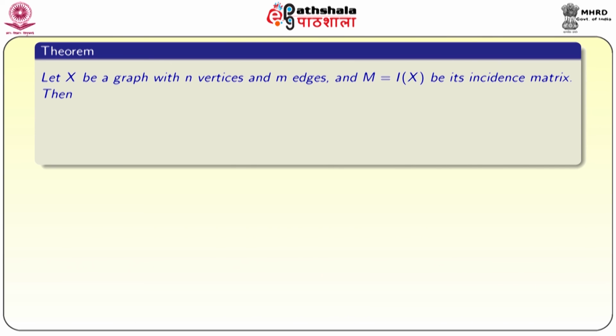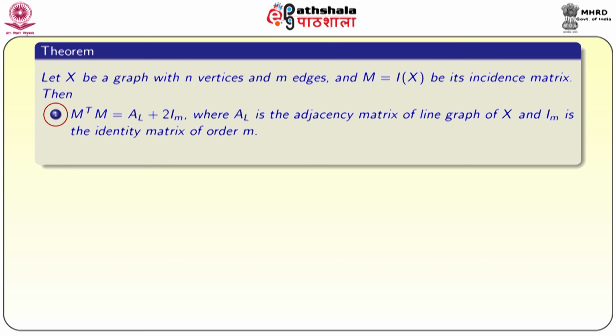Now, let x be a graph on n vertices and m edges. Let us assume M equal to I of x, where I of x is the incident matrix with entries 0 and 1. Then M transpose M is equal to AL plus 2 IM, where AL is the adjacency matrix of the line graph of x and IM is the identity matrix of order m. If x is a k regular graph, then M M transpose is equal to A plus k IN, where A is the adjacency matrix of the graph and IN is the identity matrix of order n.